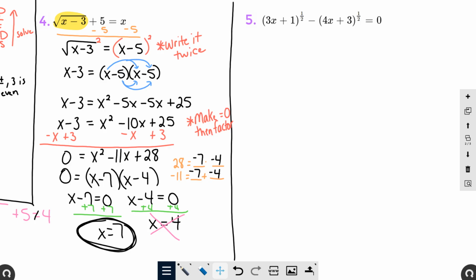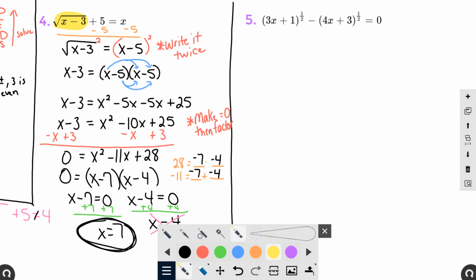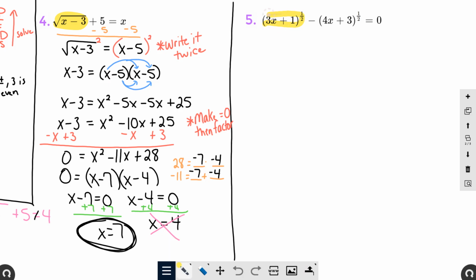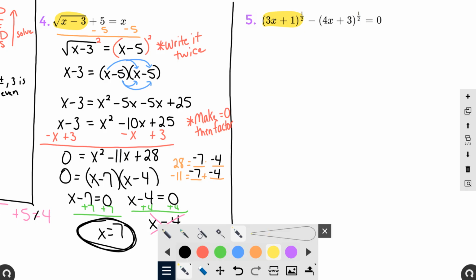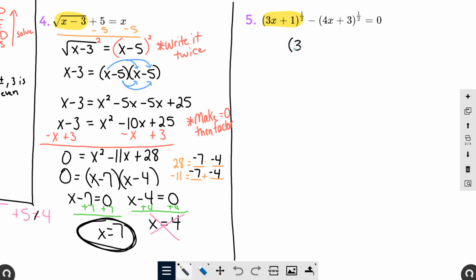Now, if we follow our steps and follow our rules, the first thing we want to do is get that parenthesis and exponent by itself, right? If you start out, this one has a parenthesis and exponent. Just start out with getting the first one by itself. So what am I going to do with all of this? Add it to the other side. So what happens here with this one is we have 3x plus 1 to the 1/2 power equals 4x plus 3 to the 1/2 power. It all adds over, so it becomes a positive there, so they end up equaling each other.